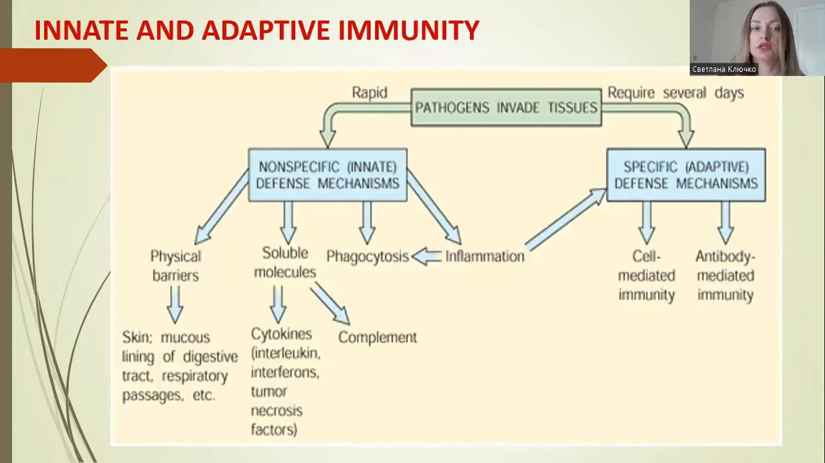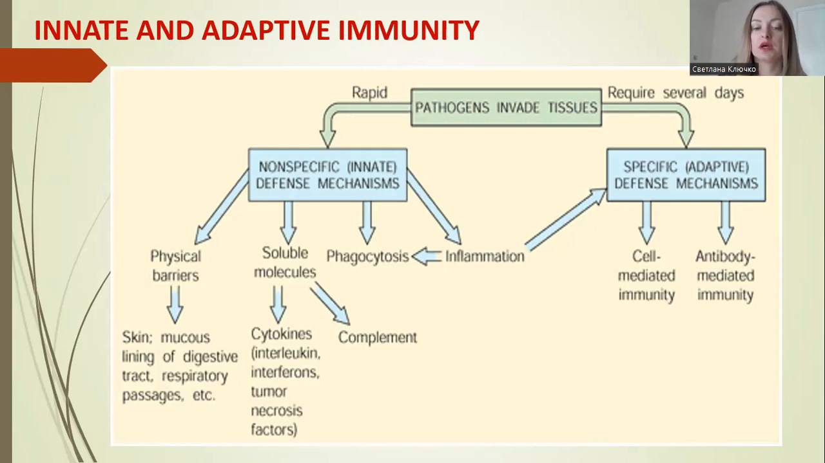Classification of immunity. We have innate and adaptive immunity. For innate immunity, it's important that it is a rapid answer. When pathogens invade tissues, non-specific innate defense mechanisms react rapidly, like inflammation, phagocytosis, soluble molecules, and physical barriers. Examples: physical barriers like skin, mucous lining of the digestive tract, respiratory passages, etc.